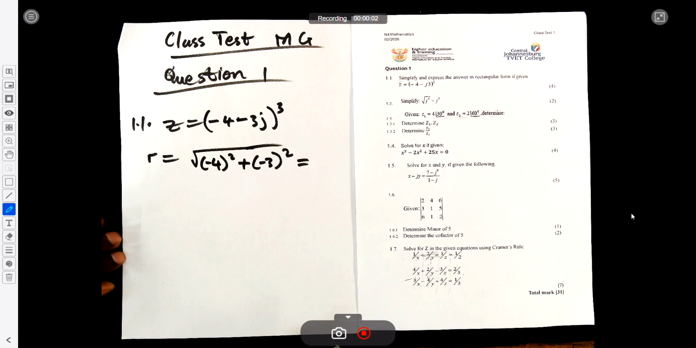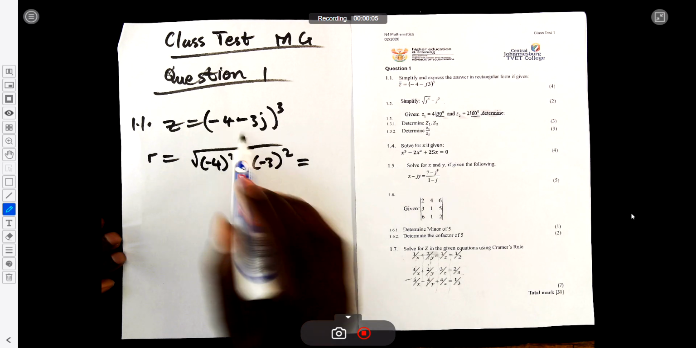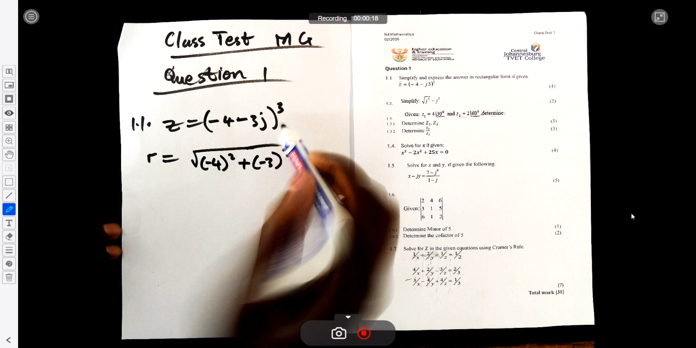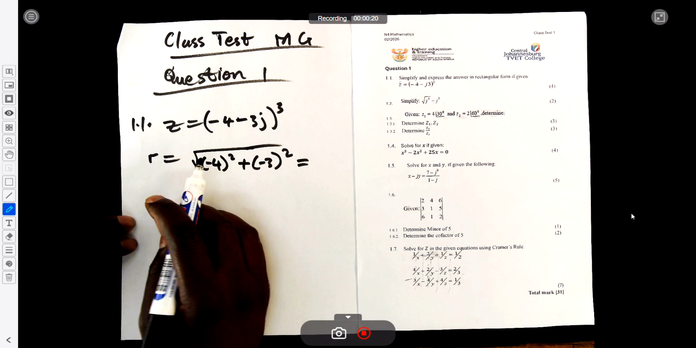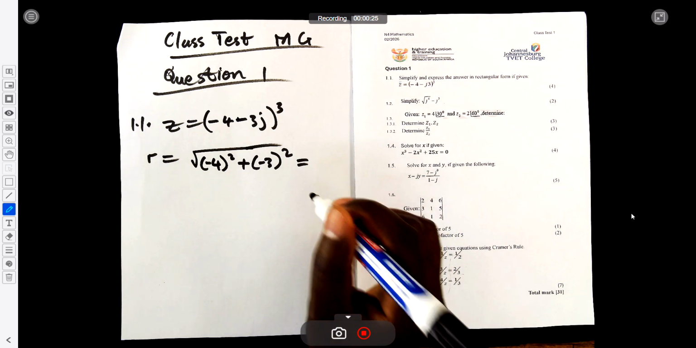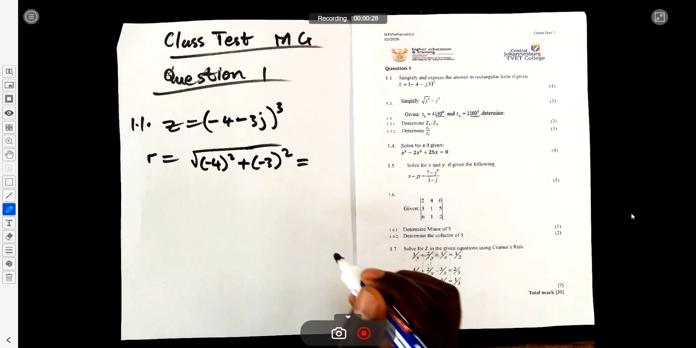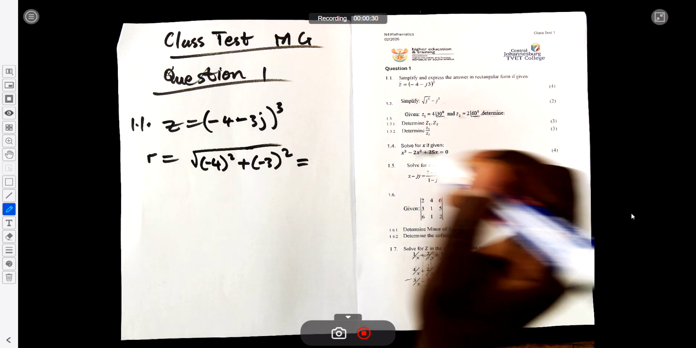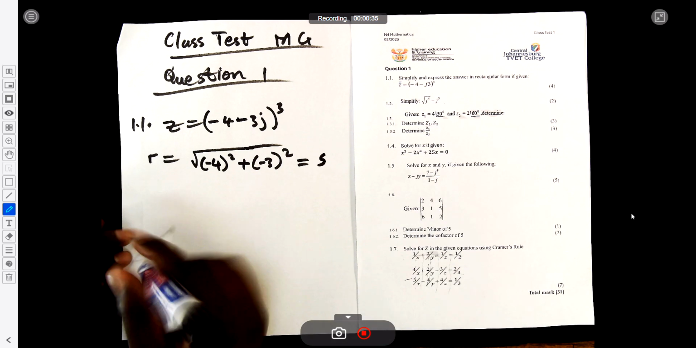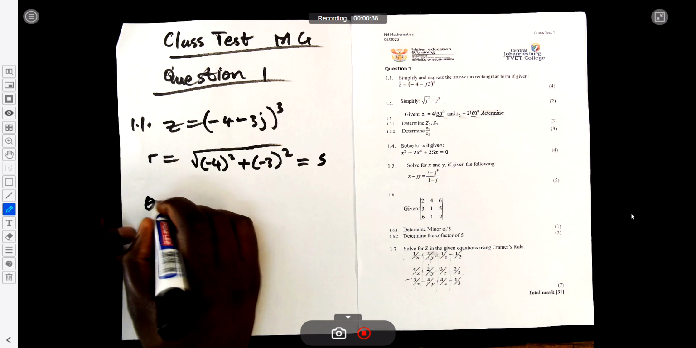So as I was saying, some have expanded to the third bracket. It's still fine, but there are easier ways to use De Moivre's theorem, where we first convert to polar form, and then apply De Moivre's theorem to simplify. So, the root of 4 squared plus 3 squared, it's 5, right? So R is 5. And we need to calculate our argument theta.